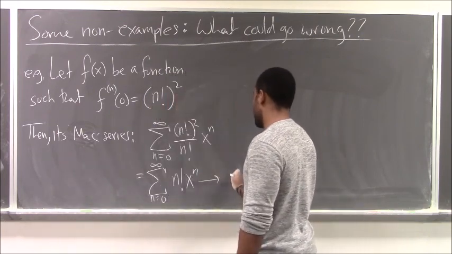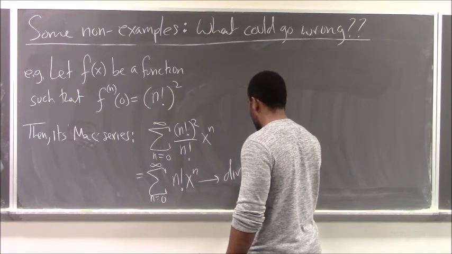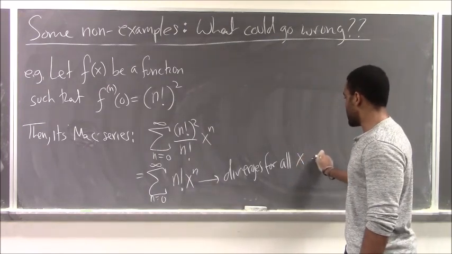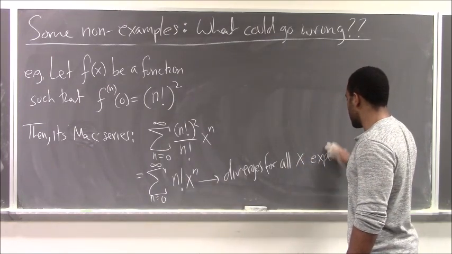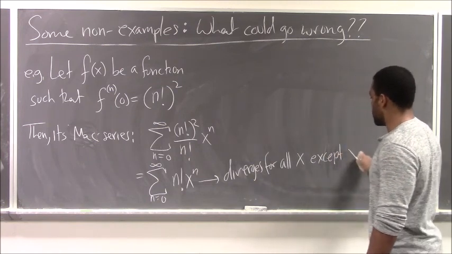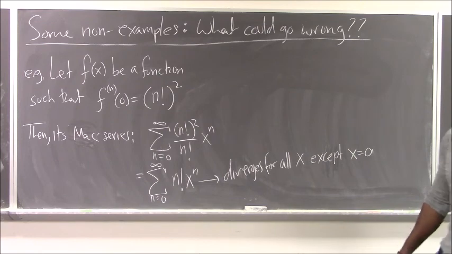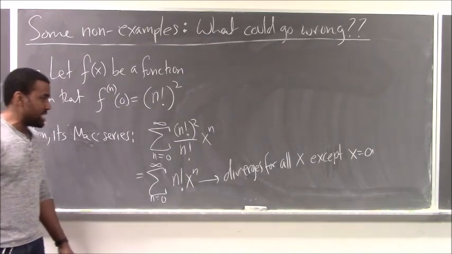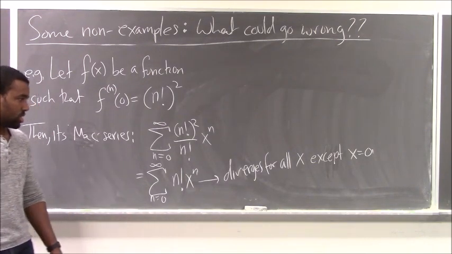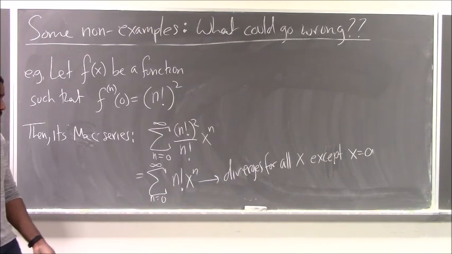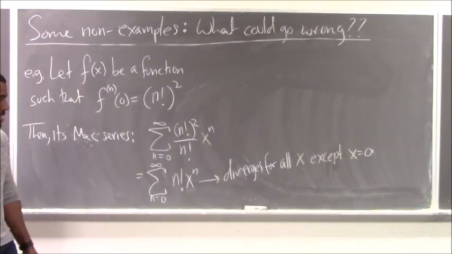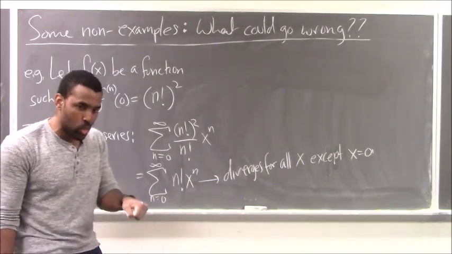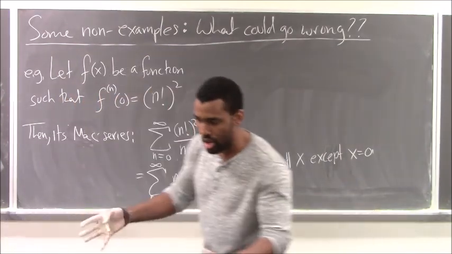And this guy diverges for all x except x equals 0 itself. It's a power series that converges at only one point. So if you have such a function, then the only way to guarantee that your Maclaurin series will converge is if you're literally at the point x equals 0. And at that point, it's not very useful if you have a series that only works at one point, not in general or on some interval.